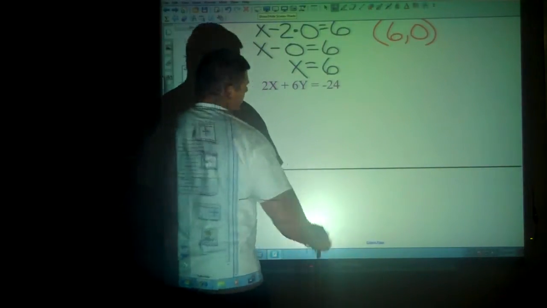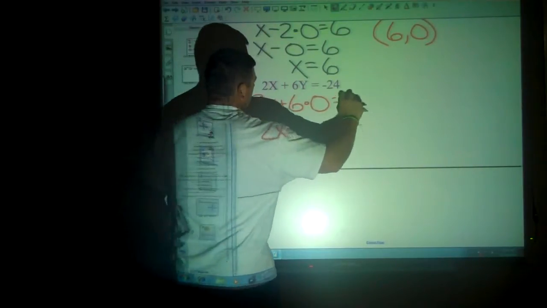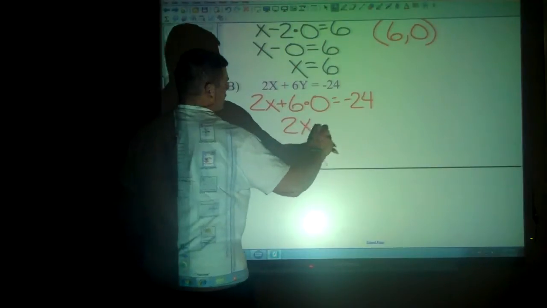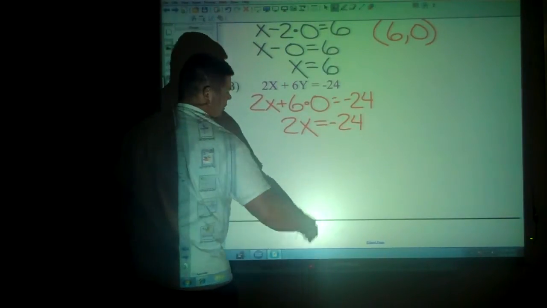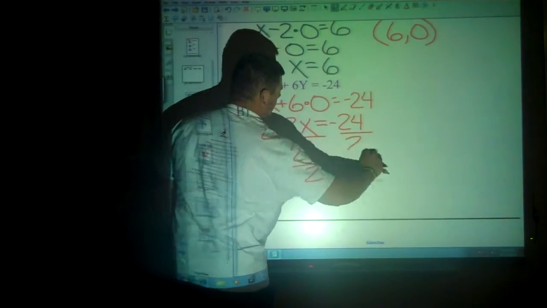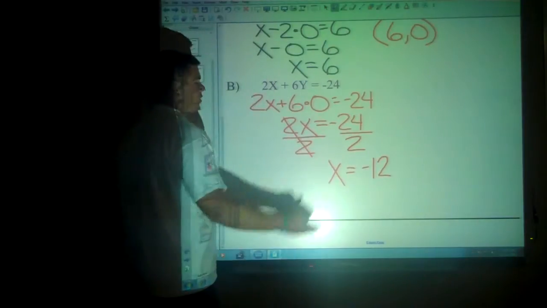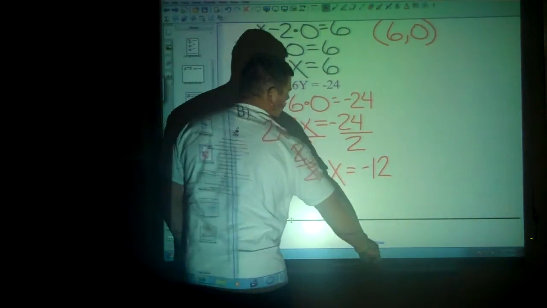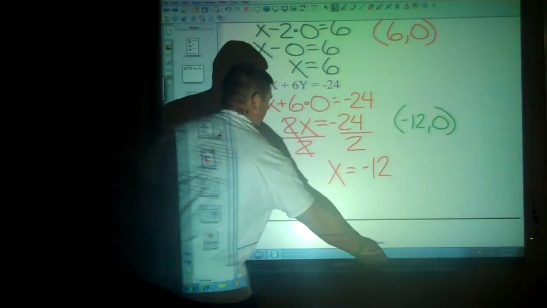Same thing, we plug 0 in for the y, we now have 2x plus 6 times 0 is equal to negative 24. That all equals 0, so you now have 2x equals negative 24, which means we want to get x alone, so we divide by 2. A negative divided by a positive makes a negative. So the x-intercept would go to the left 12 places. As far as a coordinate is concerned, that would be negative 12, comma 0.